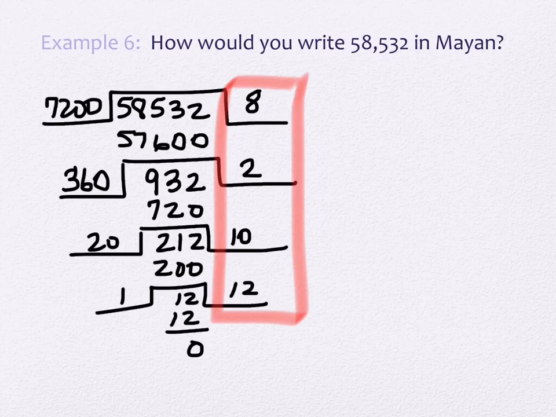These numbers are the numbers I need. But I need to write it in their system. How do I write a number 8 in their system? A line with 3 dots on top. You got it. How do I write a 2 in their system? 2 dots. So I'm going to go downwards, right? It's underneath them, 2 dots. How do I write a 10 in their system?